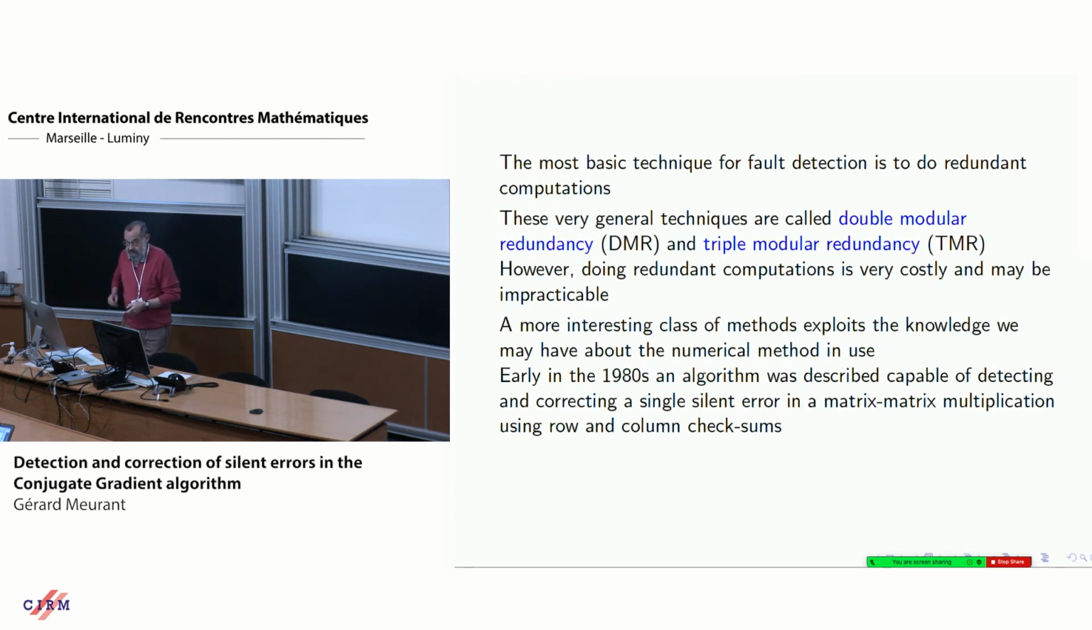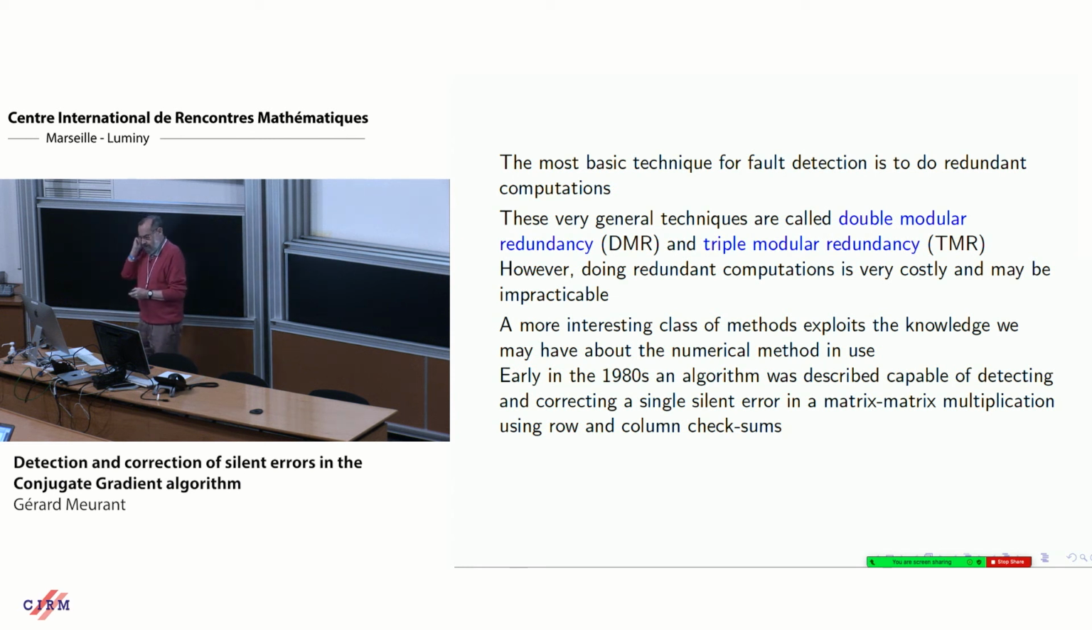The most basic technique that can be used for fault detection is to do some redundant computations. These techniques are very general, and they are usually called double modular redundancy, DMR, or triple modular redundancy, TMR, if you're doing the computation twice or three times. But of course that's something which is costly and which may be impractical in many cases.